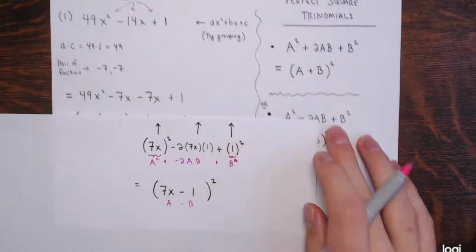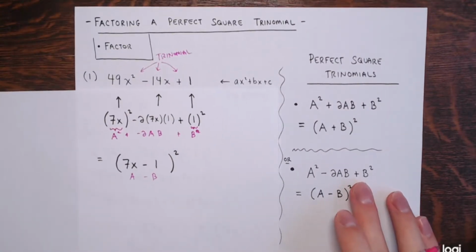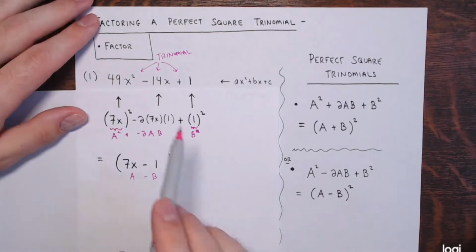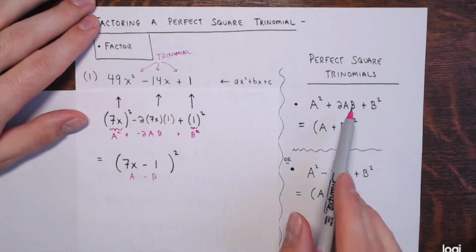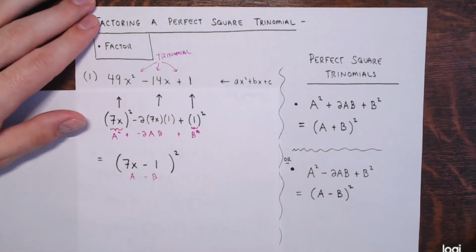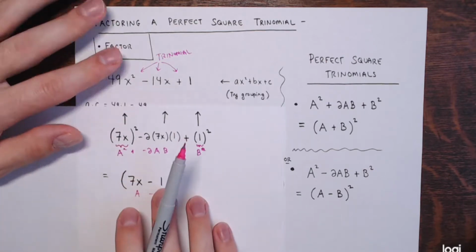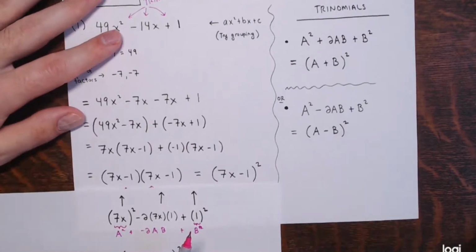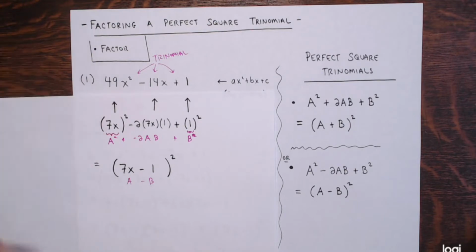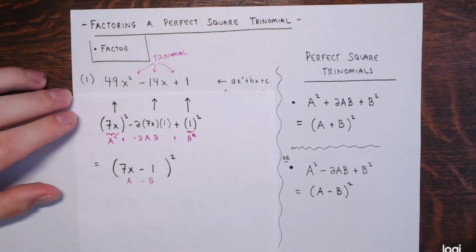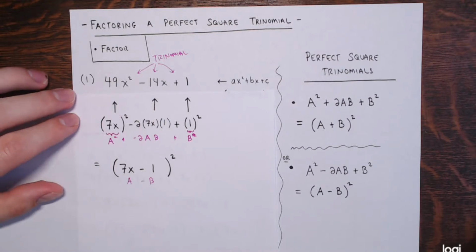So if you recognize that your trinomial is in one of these forms, that's the tricky part, you can factor it real quickly. If you don't recognize that, then you'll probably have to resort to the grouping method, or guess and check, but I don't like guessing and checking. And of course we have to check our answer. Always check your results.